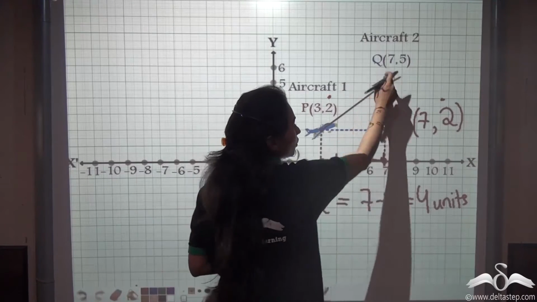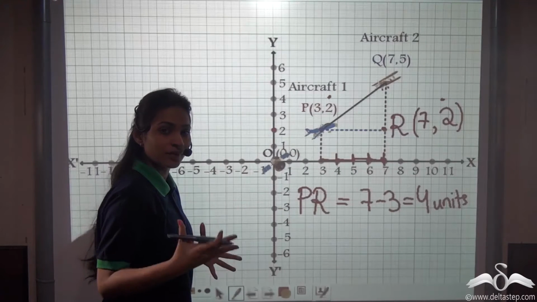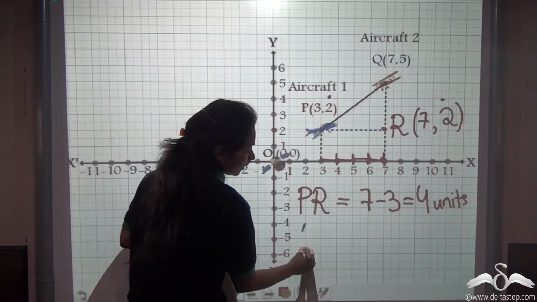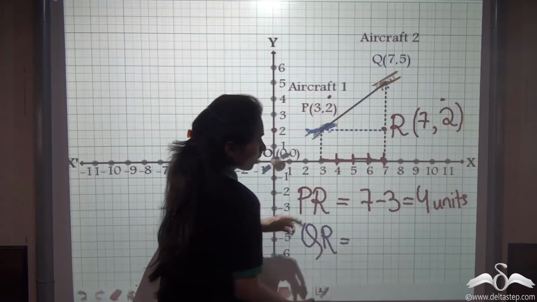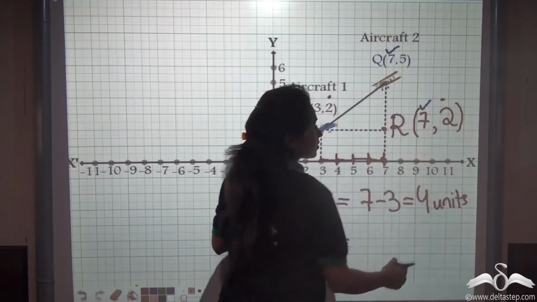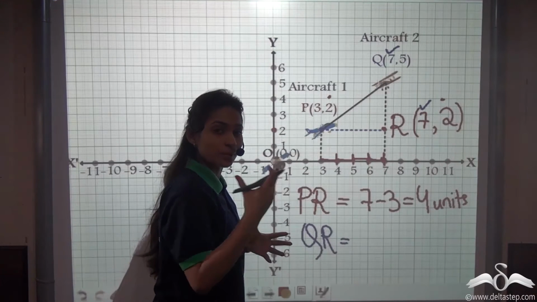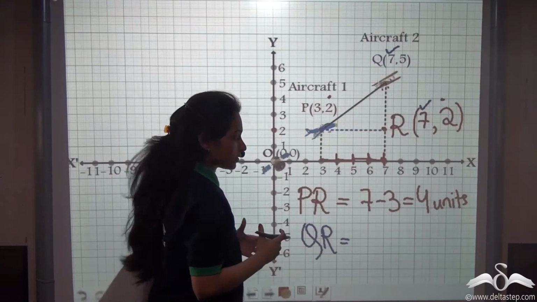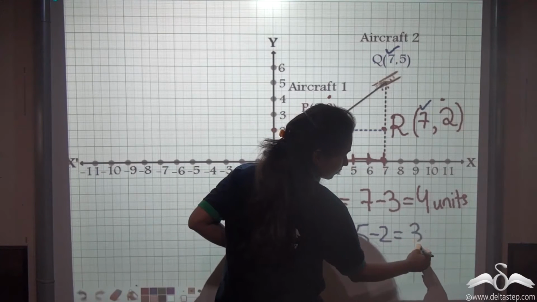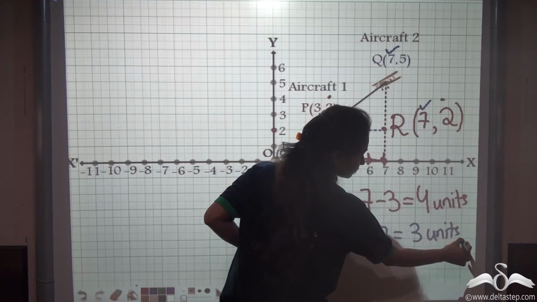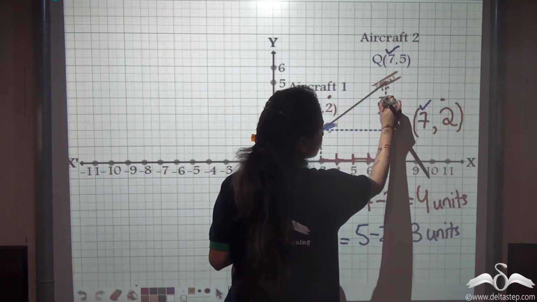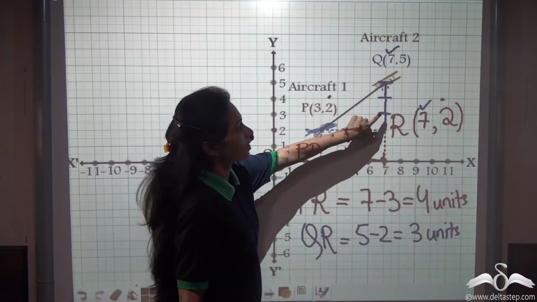What about the distance between Q and R? Well, you can find that on your own. Find it out. Well, Q and R, what will be the distance? You can see that both Q and R have the same x coordinates. So what do we need to do? We can just subtract the y coordinates to find out the distance. So let's subtract 5 minus 2. That gives us 3 units. You could also just count it from here. That is 1, 2 and 3. So this gives us 3 units.